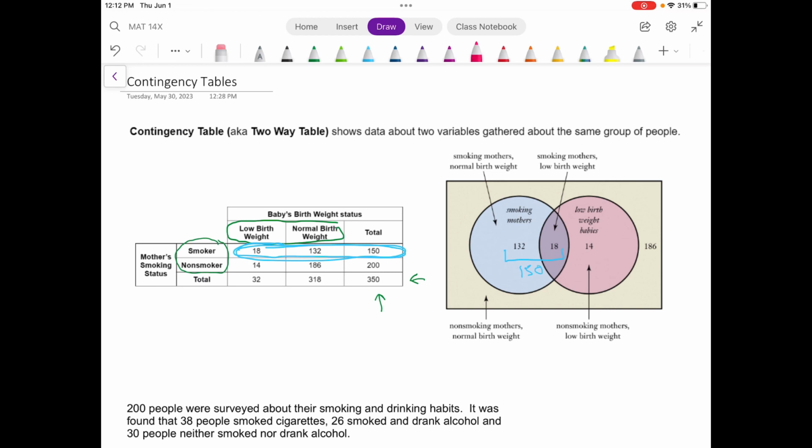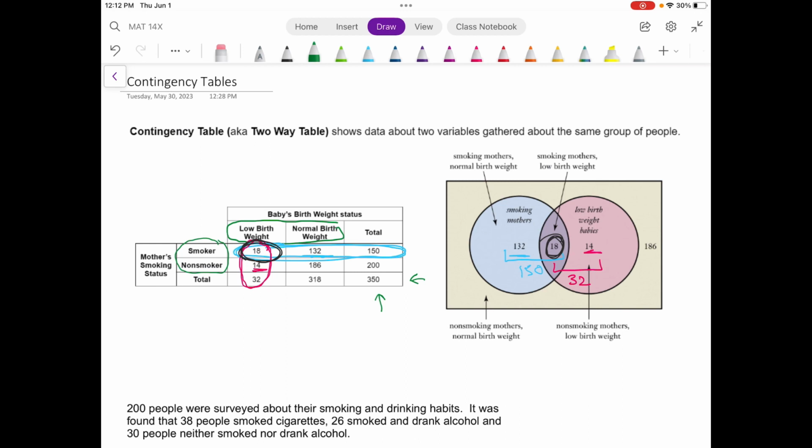And then we're also looking at low birth weight babies, so this column right here. And I like to circle my two-way table like I just showed you. Because if you notice, 18 plus 14 is 32. But take a look at that overlap right there, that 18. Ooh, it matches the overlap in my Venn diagram. And then that 132 over here is the extra normal birth weight from smoking mothers. And then the 14 of low birth weight from non-smokers is down here.